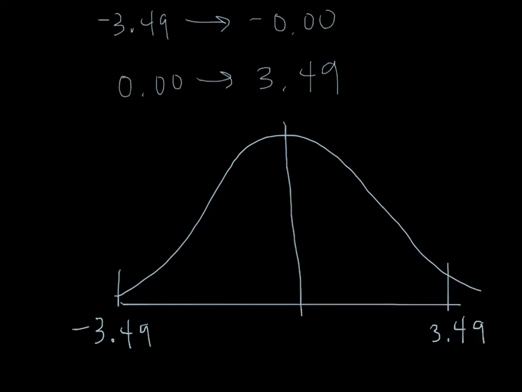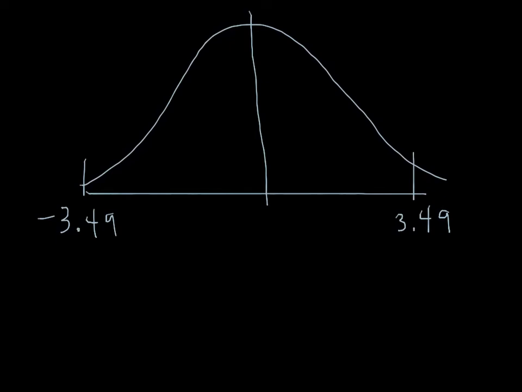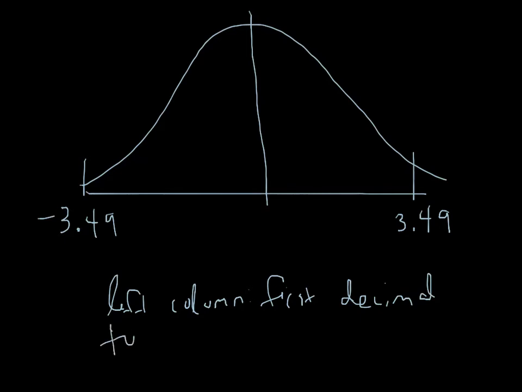Anytime you look up a z-score on the table, let's say we looked up this z-score, 3.49. So flip your table to look for 3.49. The far left column represents the first decimal. The left column gives you your first decimal. And the top row gives you your second decimal. So basically we're going to round all z-scores to 2 decimal places in this chapter.